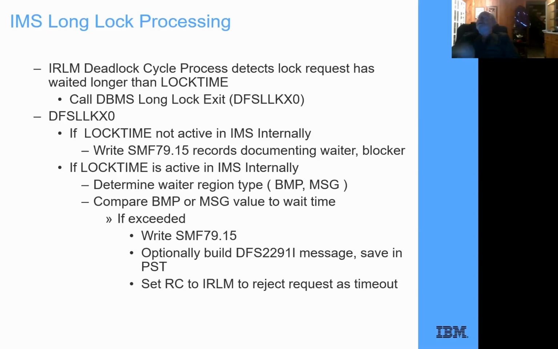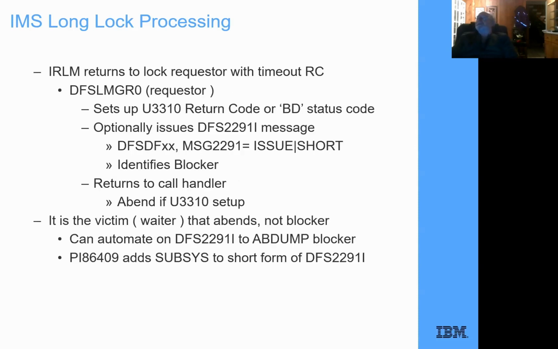If lock time is active in IMS, we determine the waiting region type, whether it's batch oriented or message oriented. And then we compare the message value coded to the actual time that the request has been waited. If it's exceeded, we write a 79 15, potentially build a DFS2291 lock timeout message and save the address of it in the PST. And then we set a return code to IRLM that says reject the request as a timeout. So in that case, IRLM returns to the lock requester with a timeout return code.